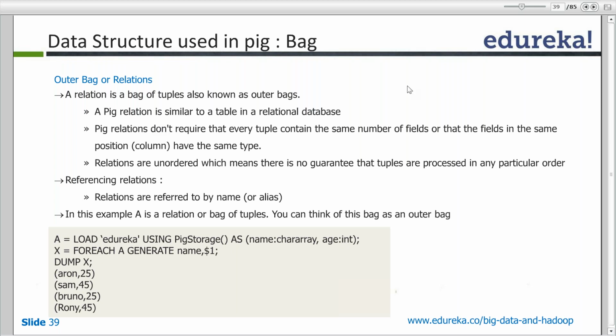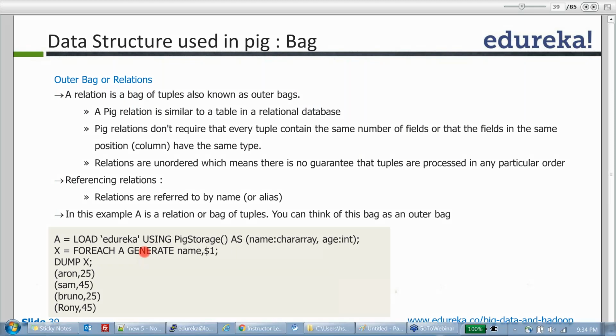In this example, I'm loading a file as name and age, and I'm just printing that file. This is basically my relation. My X is a relation. This relation basically holds tuples, but as there are multiple tuples, it is called an outer bag. So a relation is an outer bag.